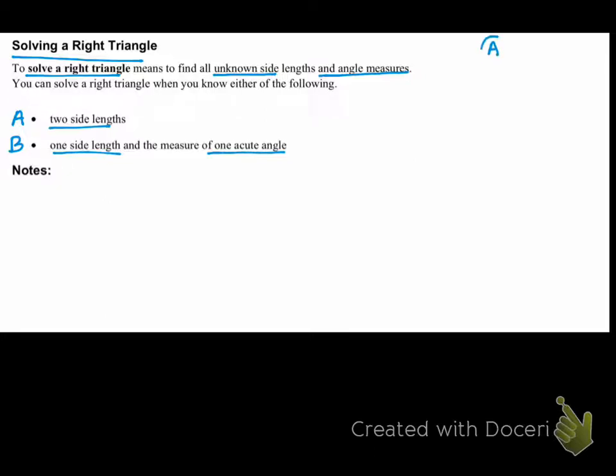If you are talking about A, two side lengths given, let me make a proper triangle. All right, there could be three cases. So if this is my right triangle, one case, other case, and the third case. This is my third case. All right, we have three right triangles here, and there could be two cases, two sides given.